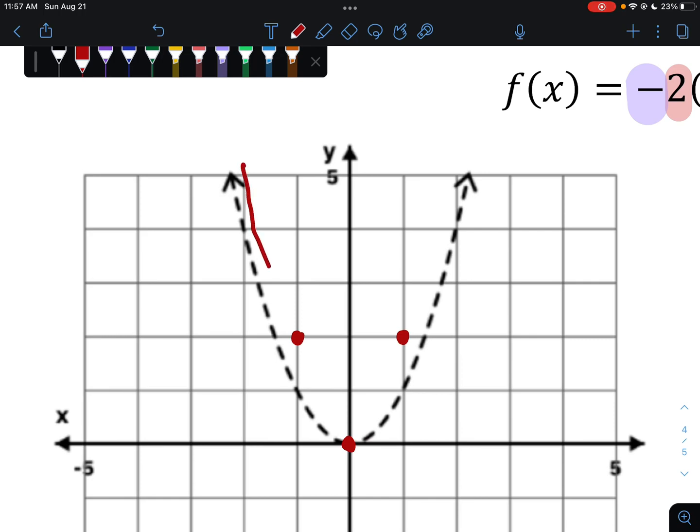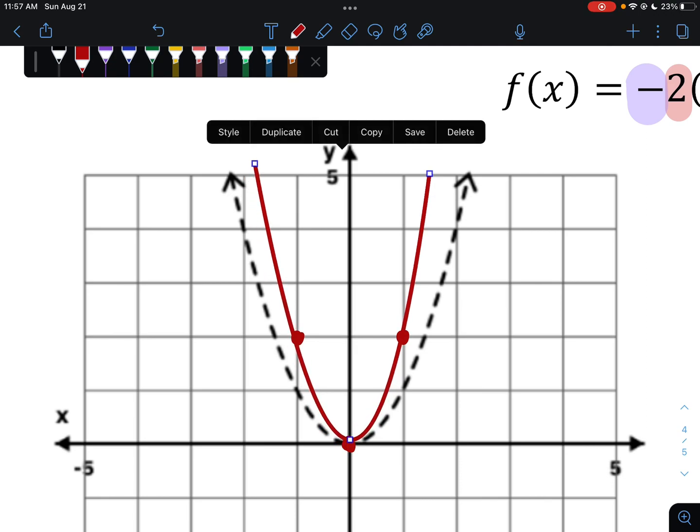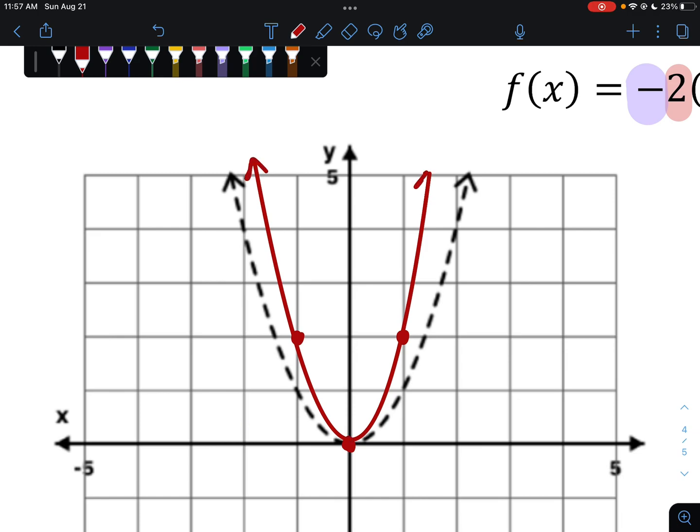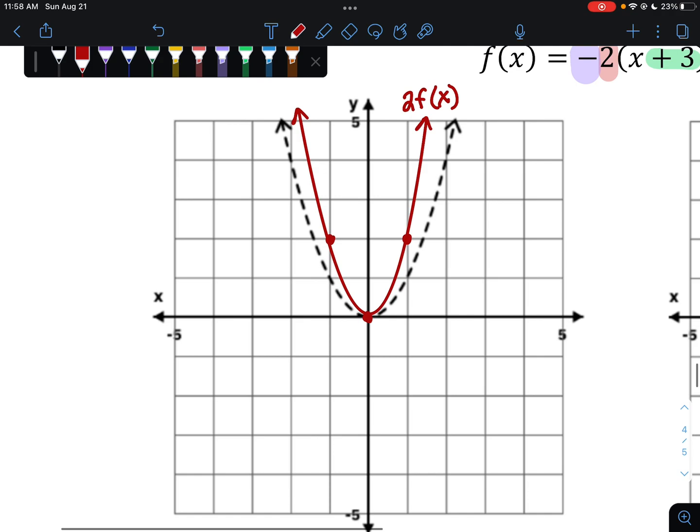See if I can make it a little better. There we go. Okay, so the red is only representing the vertical stretch, so 2 times f of x. Now what we're going to do is a reflection over the x-axis, which means each of my y values are going to change to the negative version.